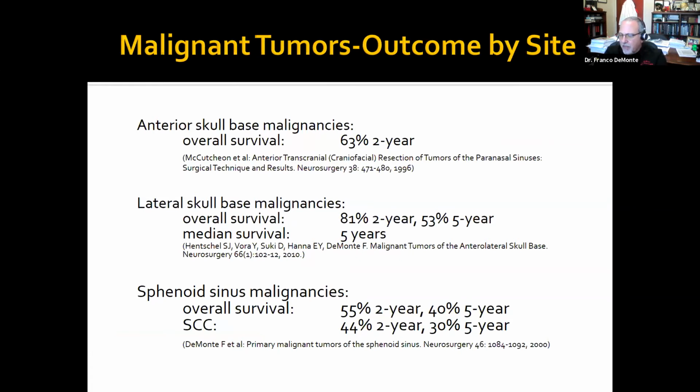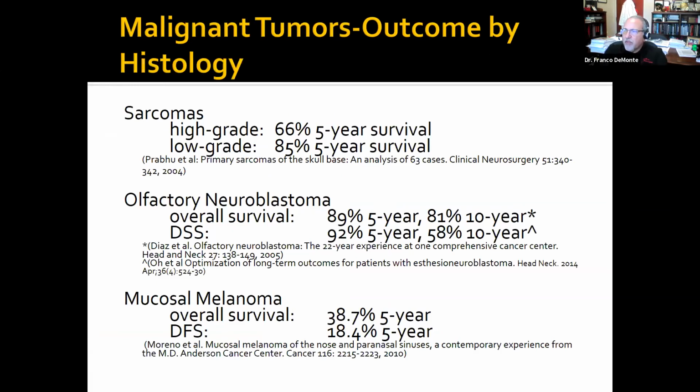When we look more specifically at different pathologies, high-grade sarcomas, our survivals are 66%, low-grade at 85%. Olfactory neuroblastoma, we just had a paper come out this month, which I have not quoted here, showing a disease-specific survival of 92% at 5 years, but importantly, about 60% at 10 years, because these tumors, their average recurrence interval is 5 to 7 years following their treatment. We still are doing poorly with mucosal melanoma, where we have a disease-free survival of only 18% at 5 years.